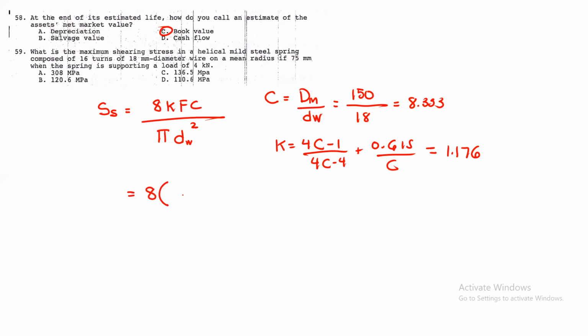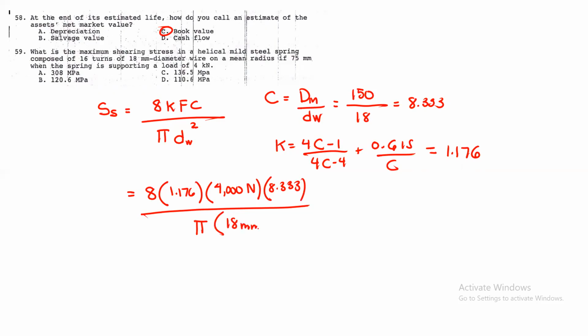So, 8 times K, 1.176 times F natin. Yan yung F natin, 4 kilonewton. So, 4 kilonewton is 4,000 newton. Times C natin na 8.333. Then, divided by pi times wire diameter na 18 mm, squared. So, makuha natin dito, Newton per mm squared is megapascal. So, 308 megapascal.